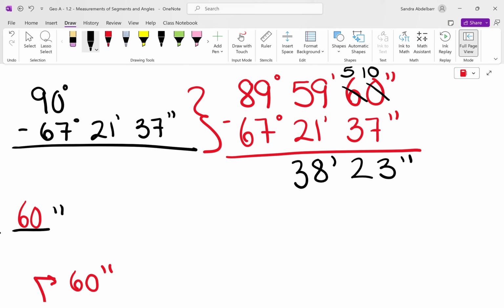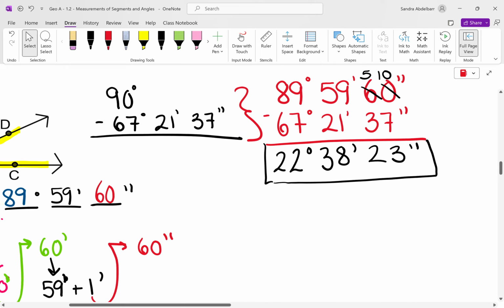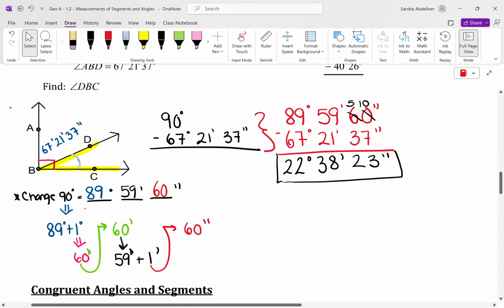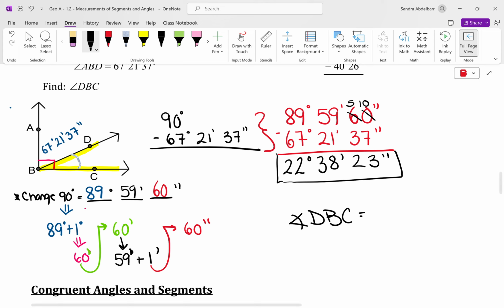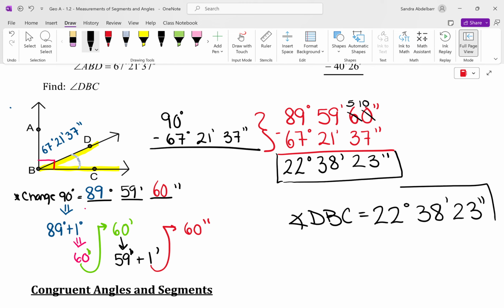9 minus 1 is 8. 5 minus 2 is 3. So we're at 38 minutes. 9 minus 7 is 2. 8 minus 6 is 2. So we are at 22 degrees, 38 minutes, and 23 seconds. So I'm going to write this out. Angle DBC is equal to 22 degrees, 38 minutes, 23 seconds is our final answer.